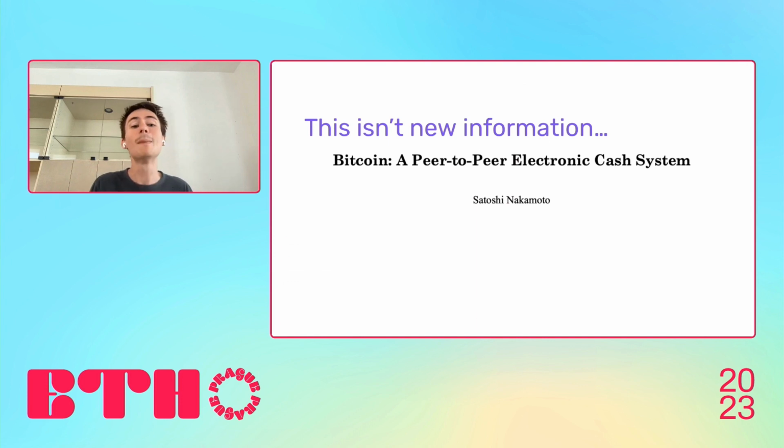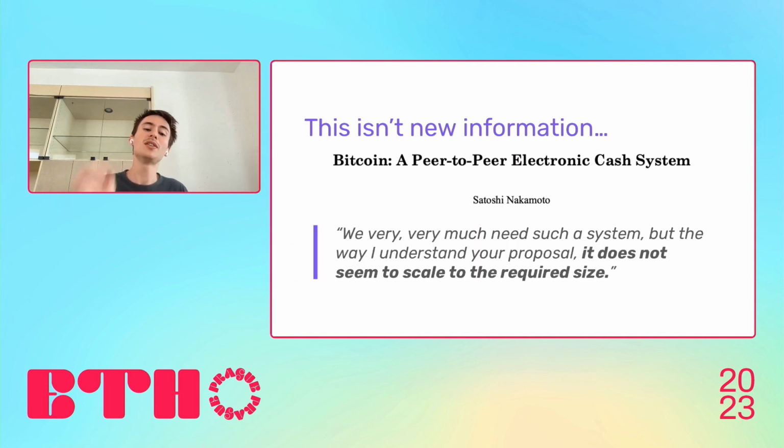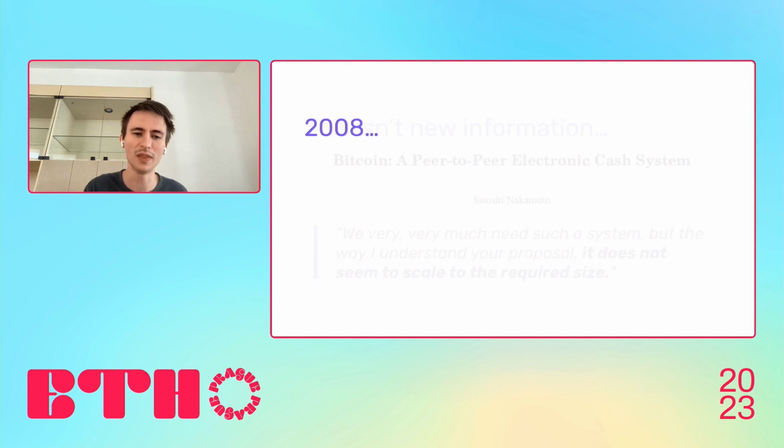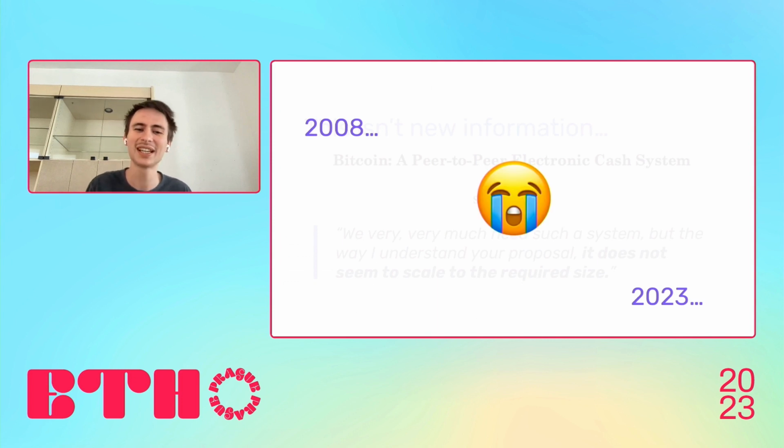Even since the beginning, after the Bitcoin white paper, the first or second response was, we very much need a system, but the way I understand your proposal, it does not scale to the required size. So we need to scale this up. And that was 2008. It is now 2023, if I'm correct. No, just kidding. And we still have not gotten there. The tech is not ready. It demonstrates what a difficult computer science problem this is.